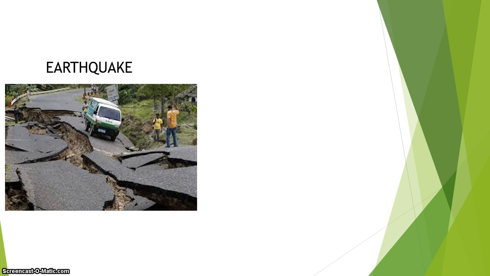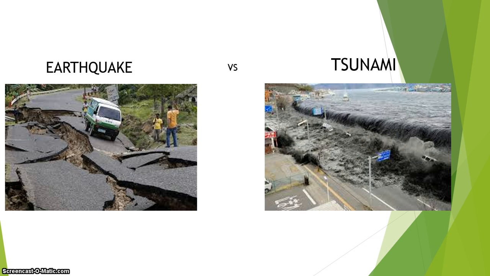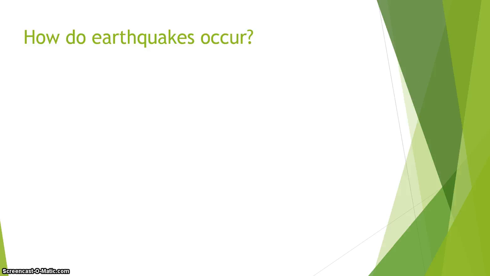Okay, that is the result of an earthquake, and that's the result of a tsunami. Both very different, those images, but the actual event of an earthquake and tsunami are very closely related. Okay, so how do earthquakes occur? We're going to first look at that and then look into how do tsunamis occur.